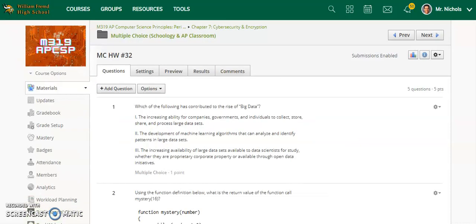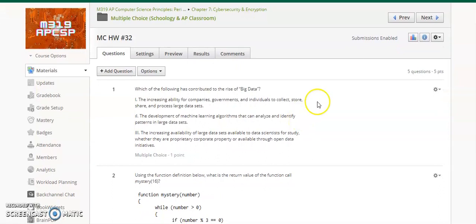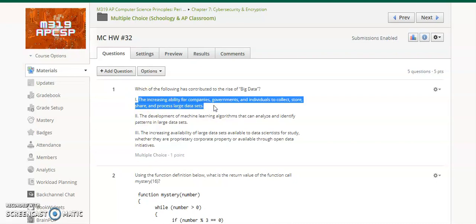That was the last one. The last one we got is MC number 32. Which of the following has contributed to the rise of big data? What about the increasing ability to collect those data sets? Yeah, we have more sensors everywhere in the world. We're collecting more data. Duh, there's a lot more data out there now.